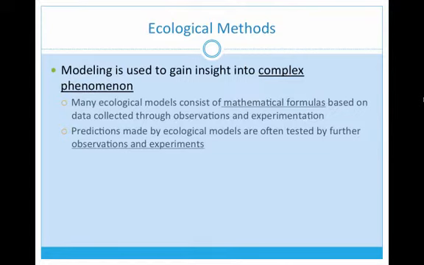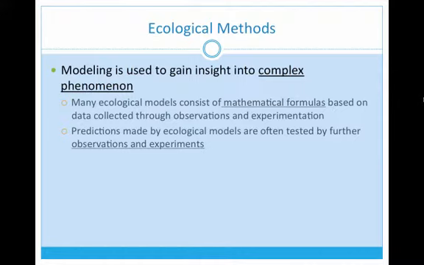Modeling is used to gain insight into really complex phenomena. Now, an ecological model tends to include very complicated mathematical formulas. You've gone and observed and collected data, and now you tweak the mathematics to see what potentially could happen. And using a model, you're going to make predictions about what other things might happen, or how can you further make observations and conduct experiments.